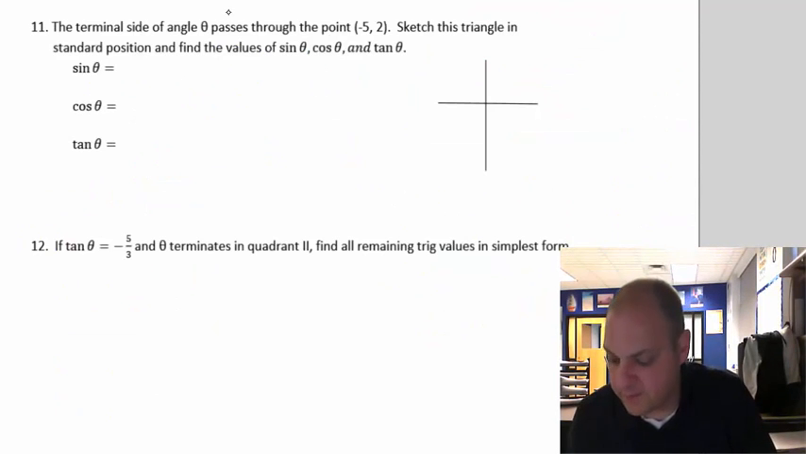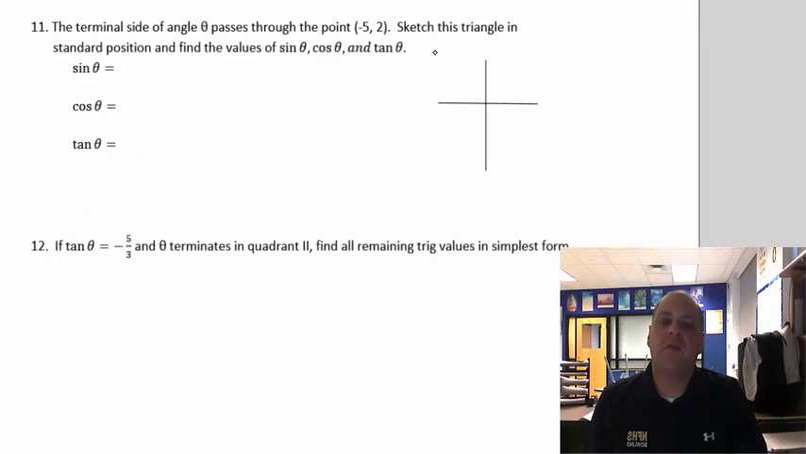All right, number 11. The terminal side of the angle passes through the point negative 5, 2. Where's negative 5, 2? Negative 5, 2 is right here.